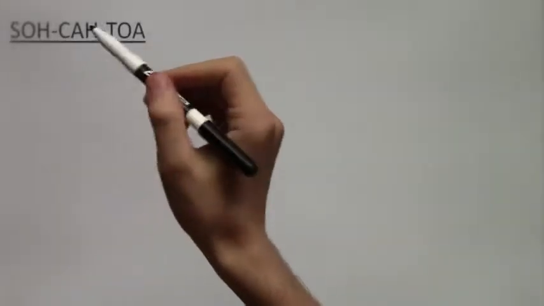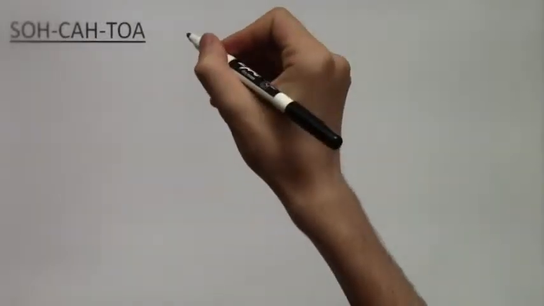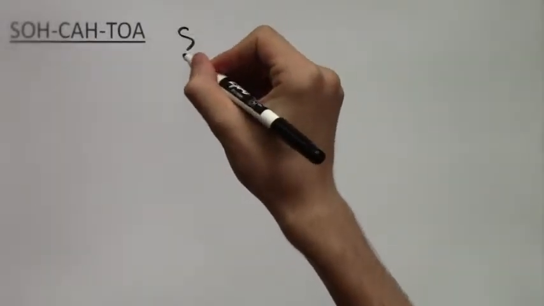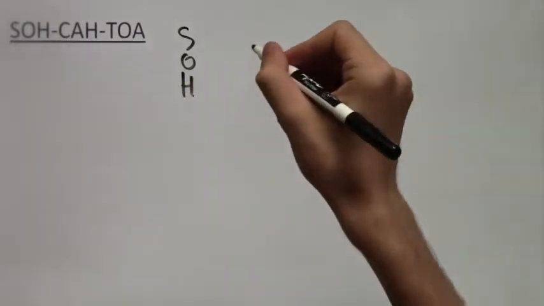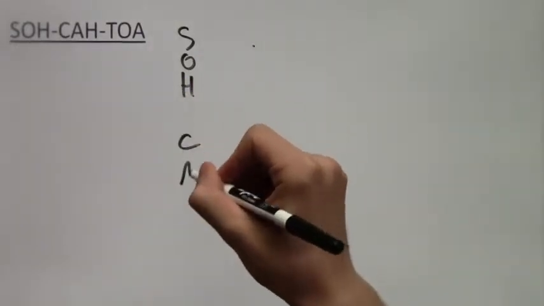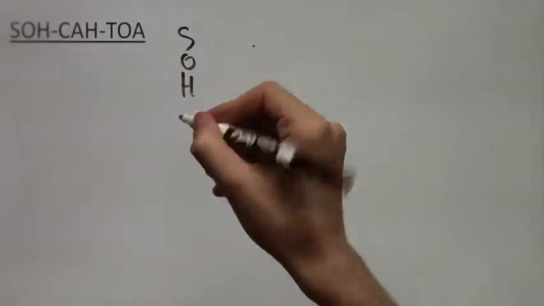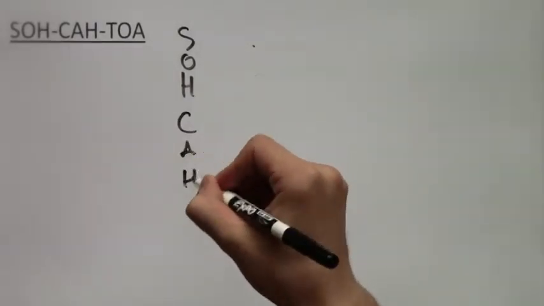This is the fourth and last video about SOHCAHTOA. In this video, we're going to combine knowledge of all three parts of SOHCAHTOA: the SO, the CA, and the TOA.